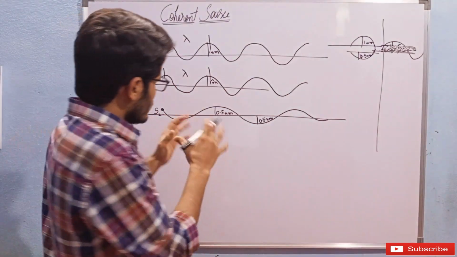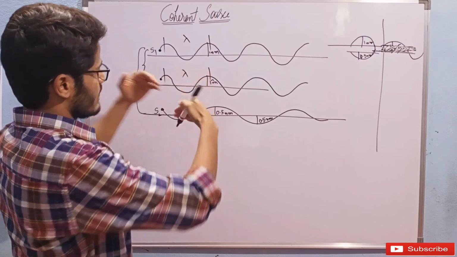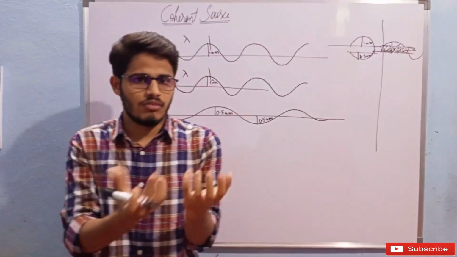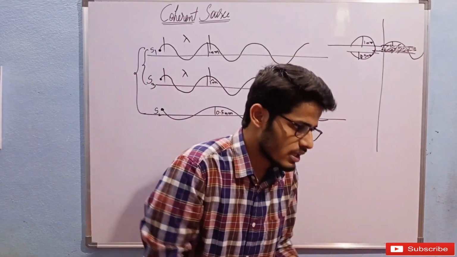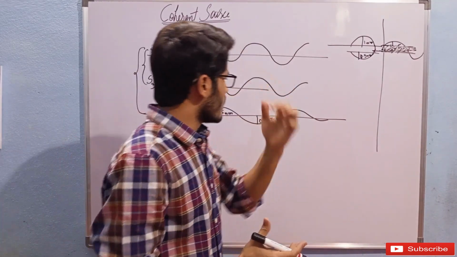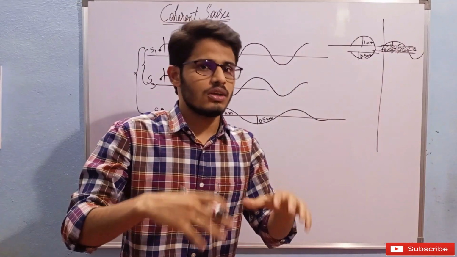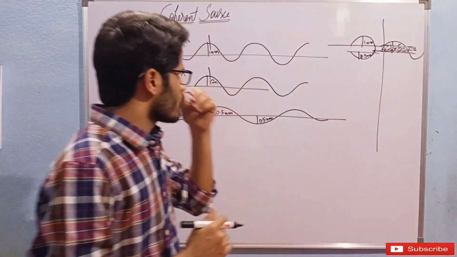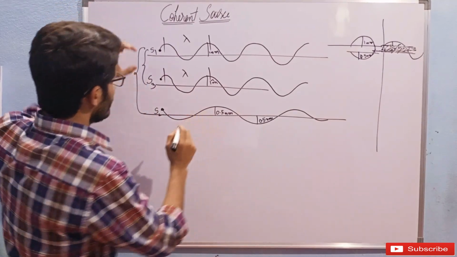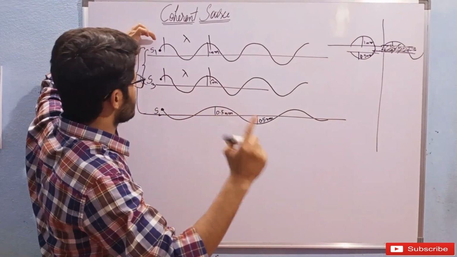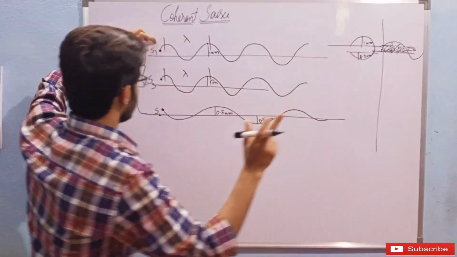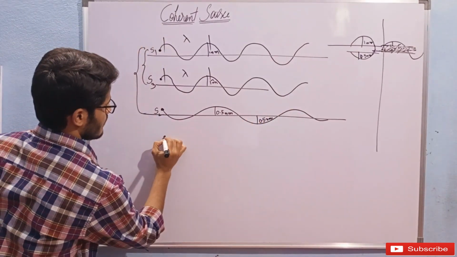Now, there are a few more properties of a coherent source. If you have those things also, then you can say they are coherent. What are those things? We'll check it out now. Suppose I always compare my other wave with my first source. Now I'm going to take another source.